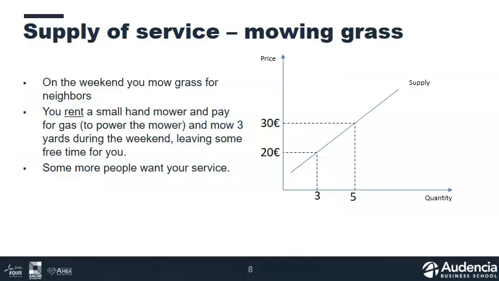Now let's take a look at supply. Now, supply is basically the same thing. We know that the amount that we want to supply of a good or service usually will increase as the price goes up. A good example would be, imagine that you mow grass for your neighbors. You take care of your neighbor's yard. And to do this, you rent a small hand mower and pay for the gas to power the mower. Normally, you're mowing 3 yards, for example, and you charge about 20 euros for each yard you mow.